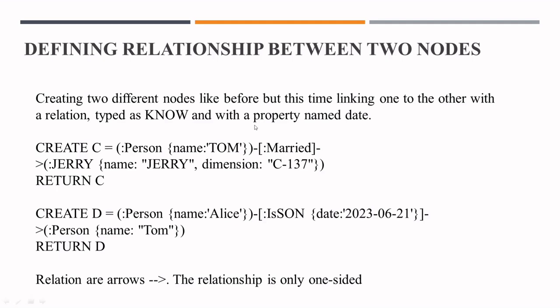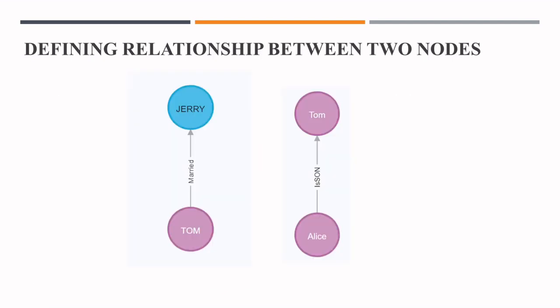Again, if we see the next query, that is create d, this Cypher query creates a relationship between a person named Alice and a person named Tom with a specified date and returns the newly created relationship d. Relations are denoted by an arrow which is one-sided. What we have discussed in the previous slide, the graph is represented like this. As we can see, Tom is married to Jerry and Alice is a son of Tom.